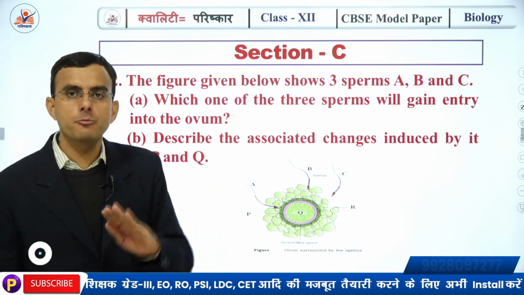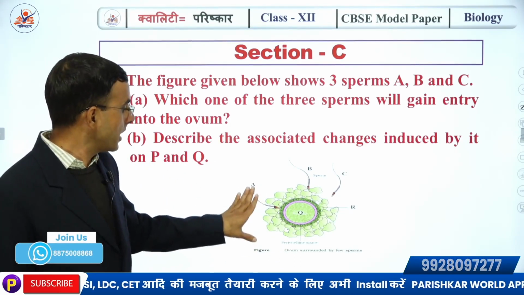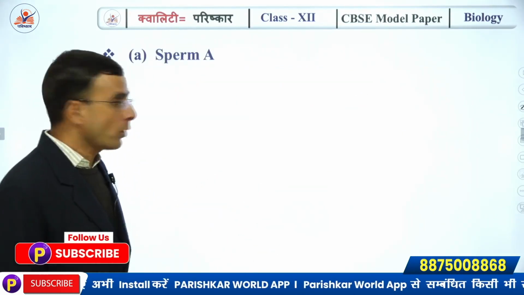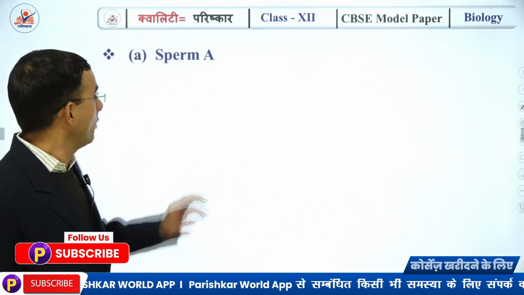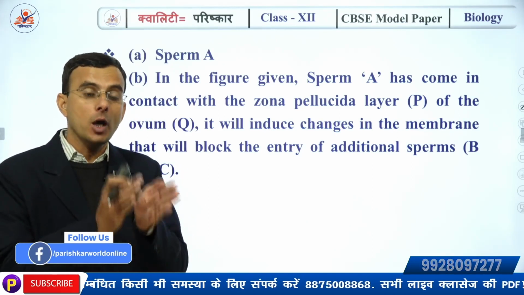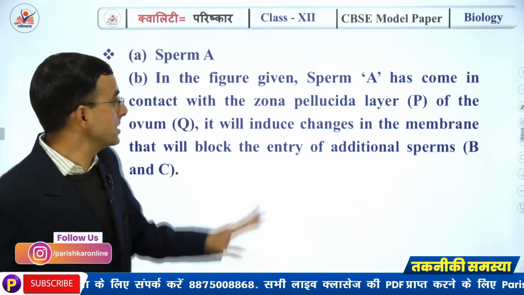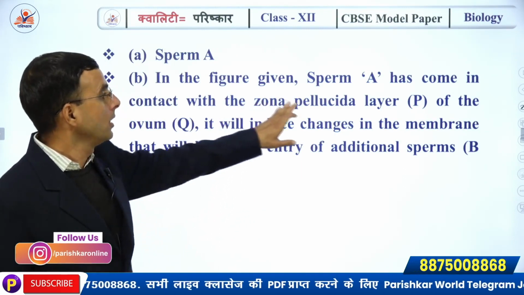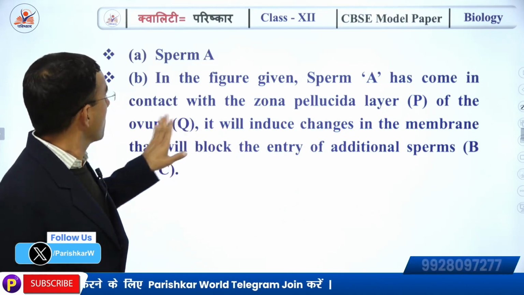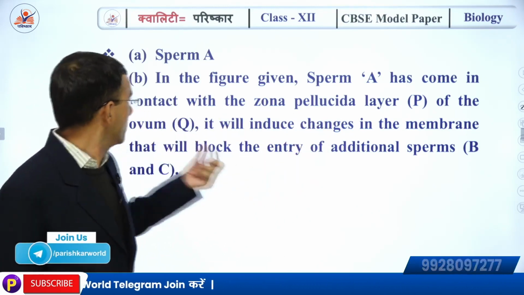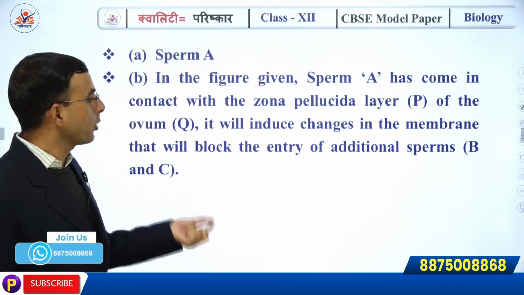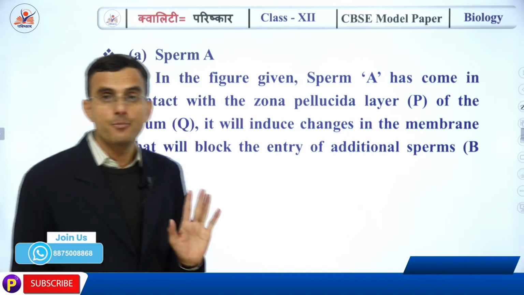First we have to know which one is able to enter into the ovum. First one is A. So A is able to enter into the ovum. After the sperm enters the ovum, what are the changes? First is the effect on the zona pellucida. In the figure given, sperm A comes into contact with the zona pellucida layer of the ovum. It will induce changes in the membrane that will block the entry of the additional sperms B and C.